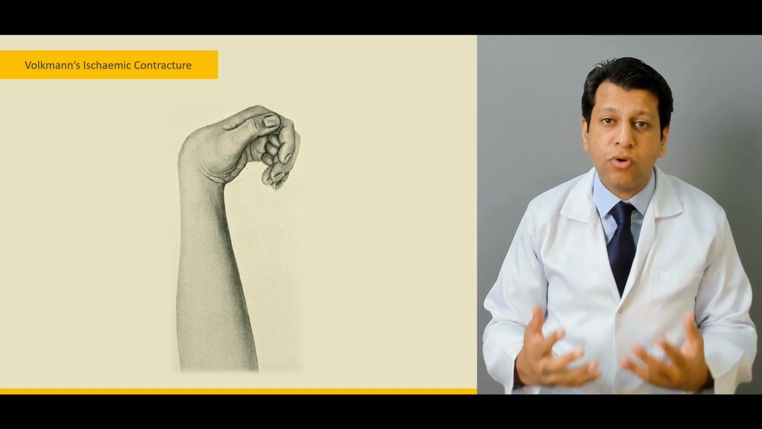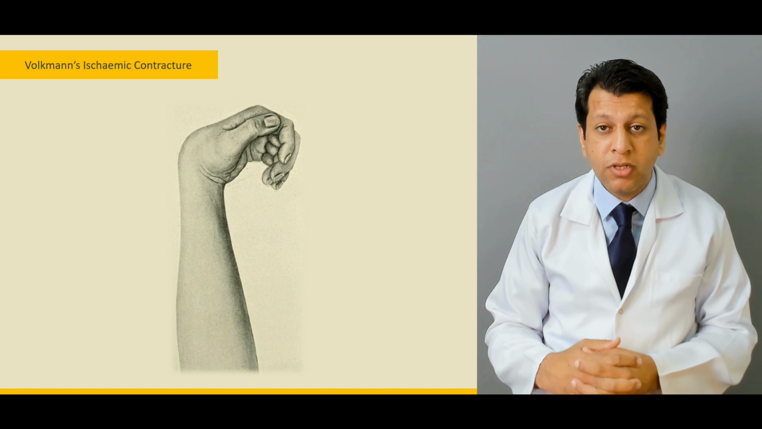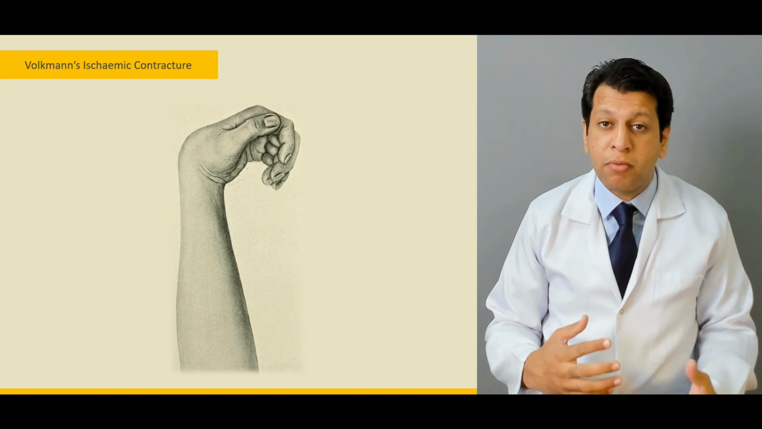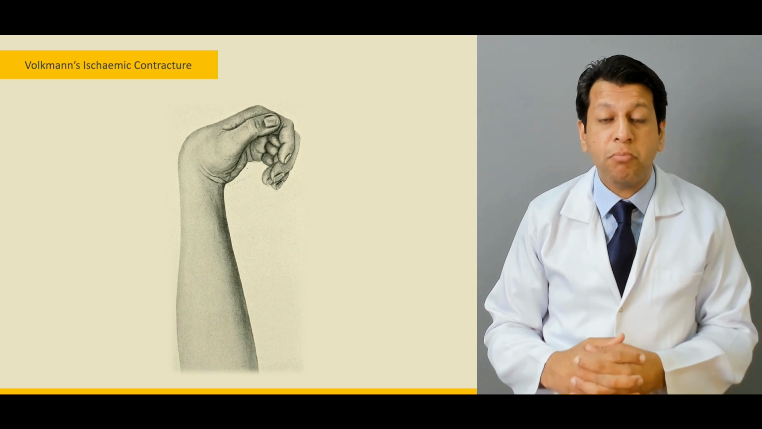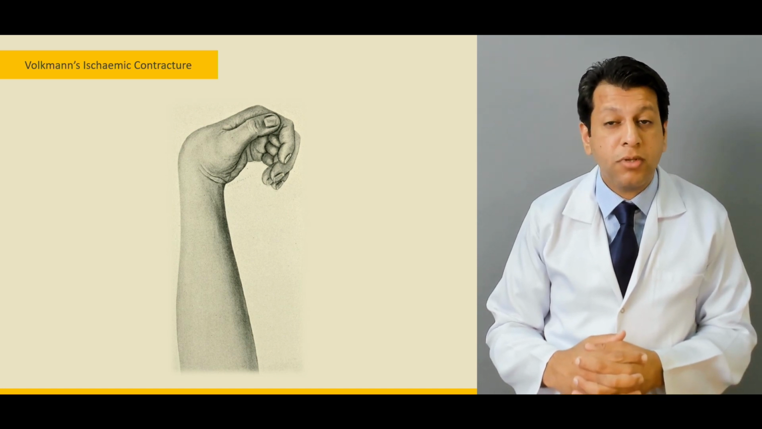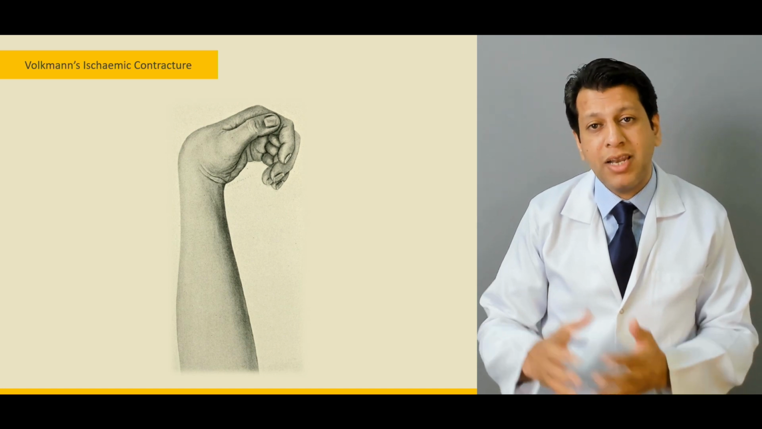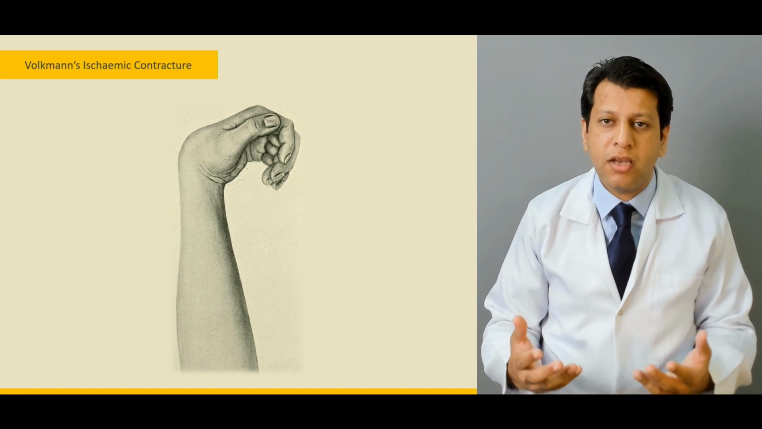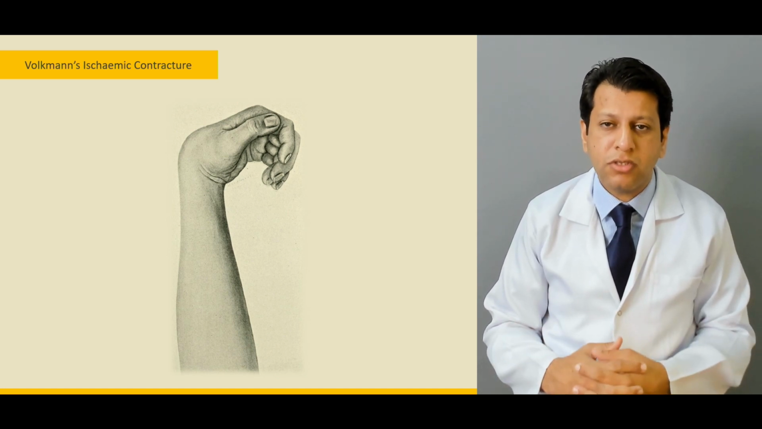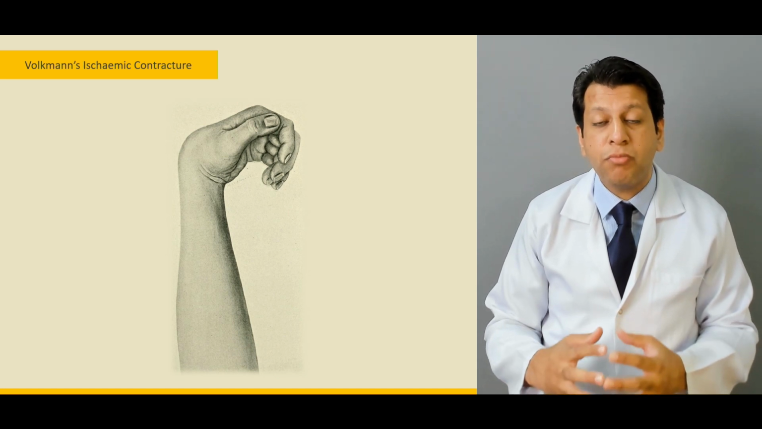Usually the first and foremost signs are the 6 P's of compartment syndrome: pain out of proportion, paresthesias, pain on passive stretch, pulselessness, and a pale limb, which may be a late sign. When a pale, pulseless limb appears, the compartment syndrome has usually already progressed quite far.